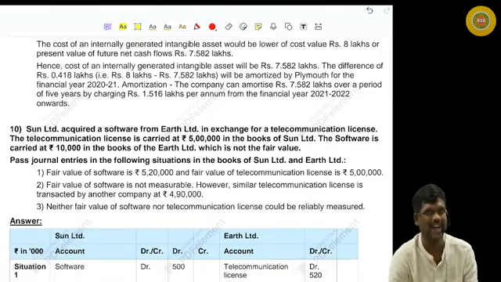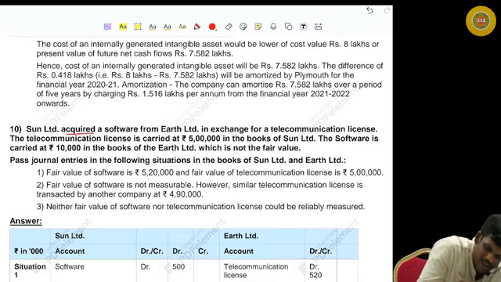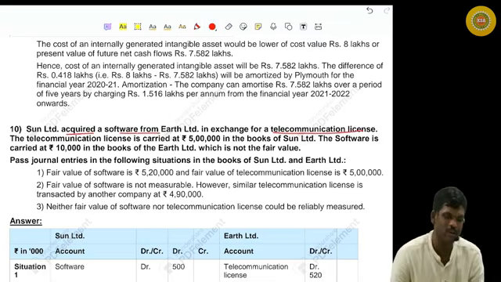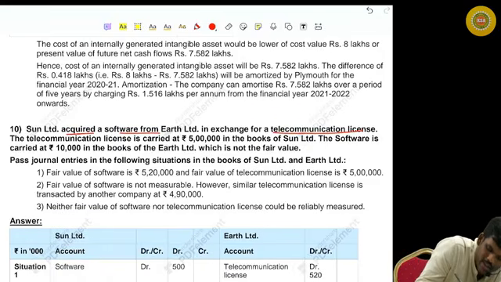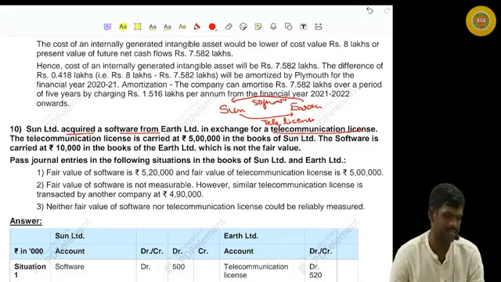Last question on exchange. Remember guys, commercial substance. Sun Limited acquired a software from Earth Limited in exchange for a telecommunication license. So what happened? Sun gave the telecommunication license. Earth gave software. So they have essentially exchanged intangible assets.